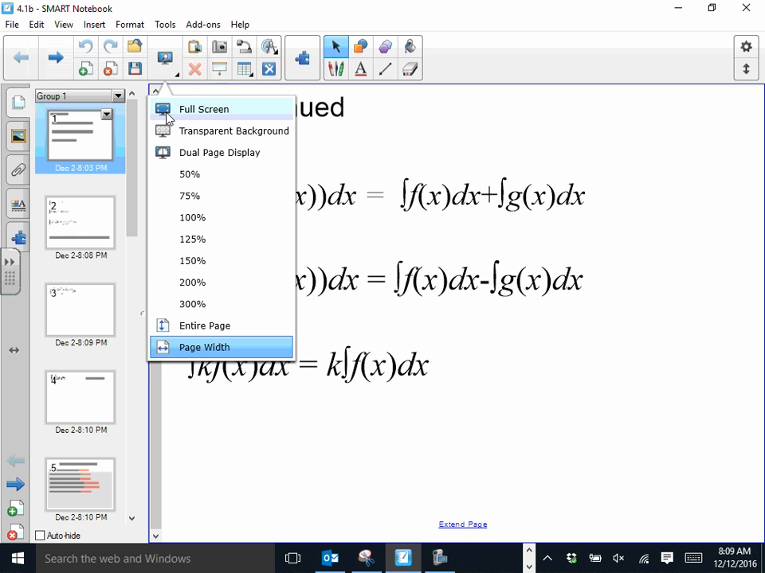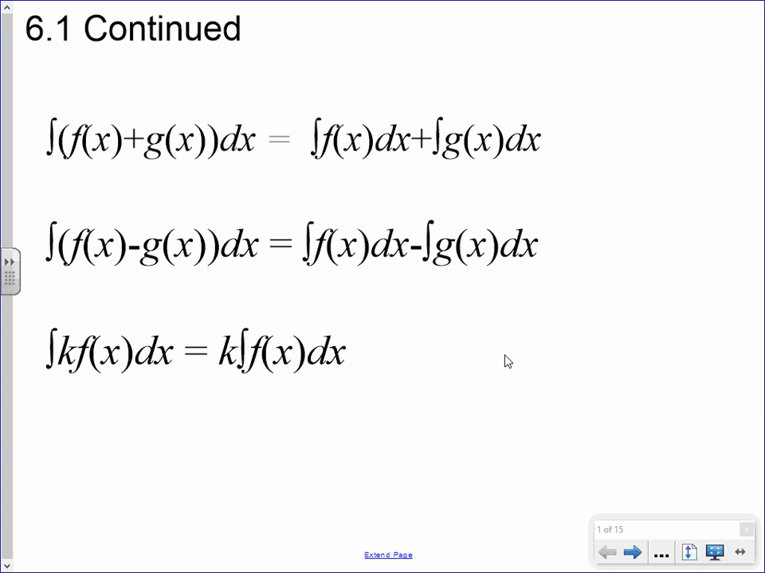These are properties that sometimes we feel look like common sense, okay? But it's still something we need to officially define.